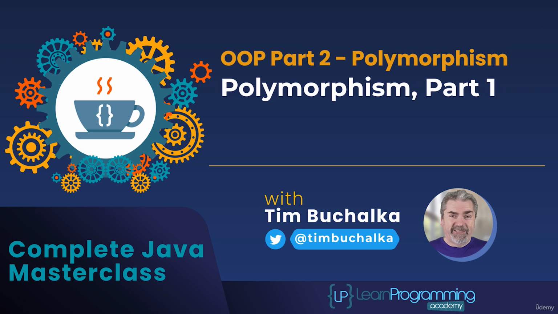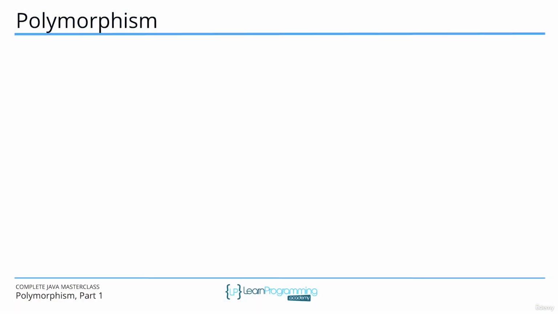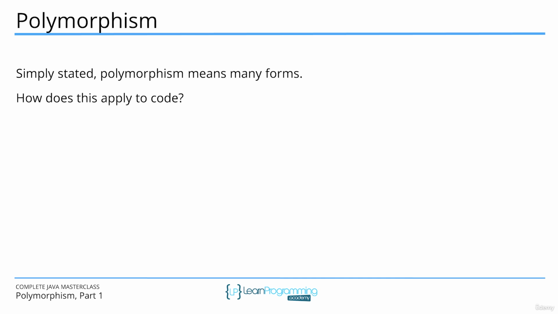In the previous video, we finished off our encapsulation challenge. In this video, we'll make a start on polymorphism. I've said it before that simply stated, polymorphism means many forms. You might be wondering, how does this apply to code?